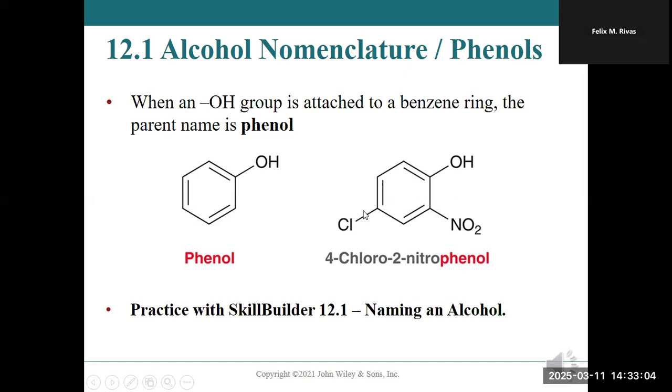We do arrange the name in alphabetical order independently of the number of the position. So this molecule is known as 4-chloro-2-nitrophenol.